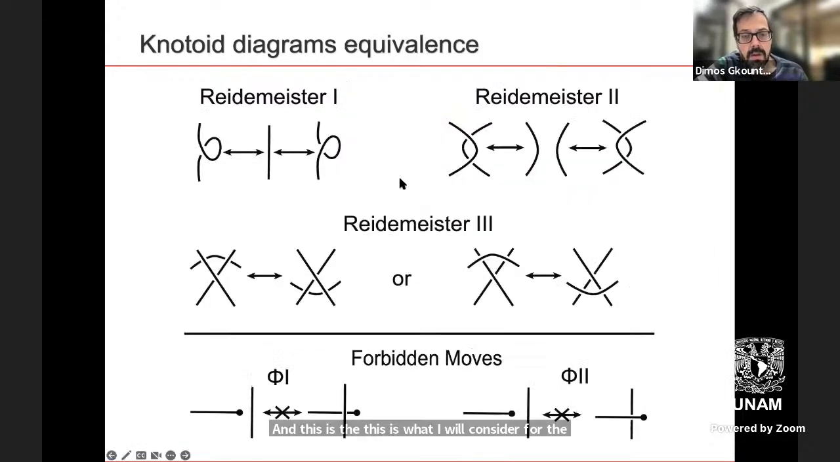Okay, so we can define the regular Reidemeister moves on notoid diagrams as long as we perform them away from the endpoints. We have the forbidden moves, and we always have to keep in mind that we respect those moves, so we cannot, again, take the endpoint and cross it over or under any other part of the diagram.